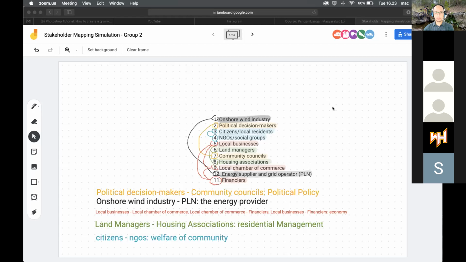residential management about the settlement area, and lastly the citizens and NGOs are related in the welfare of the community, because the NGOs usually support citizens' voices through their campaigns and activities. And after that, we are ranking these general categories, and this is not the final ranking yet. And Davin, please next frame.